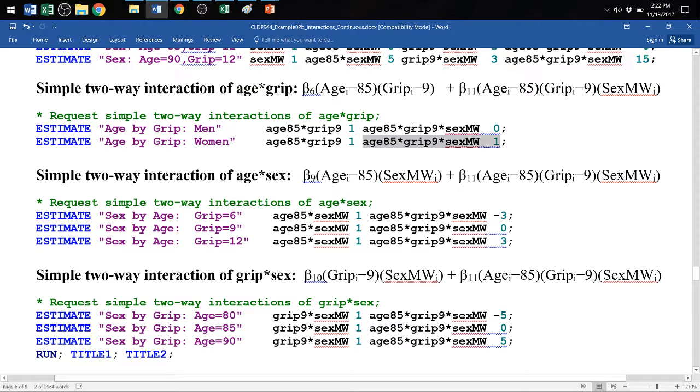If you look at the difference between these two lines, it tells you the answer. The first line gives me the interaction for men. The second line gives me what it is for women. How do these two lines differ? Only in the interaction term. The interaction term is the difference in the interactions between men and women. The three-way interaction of age by grip by gender is the difference in the age by grip interaction between men and women.